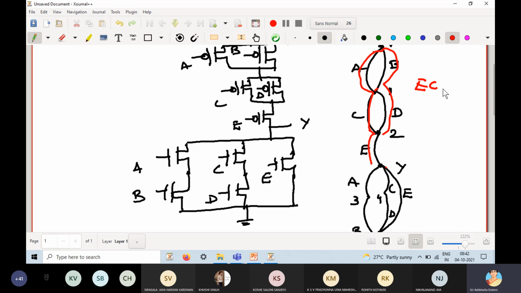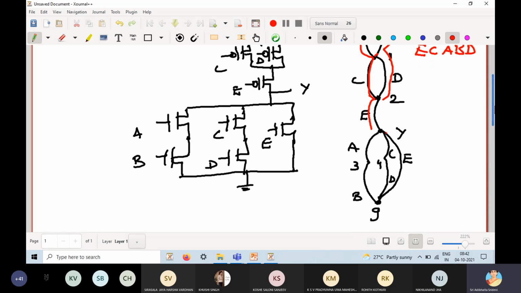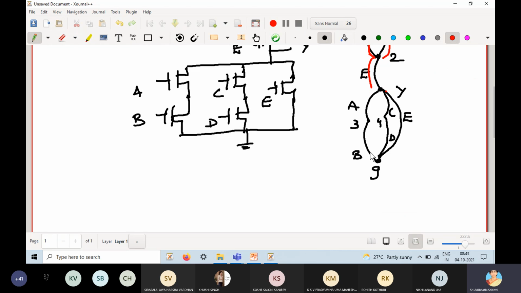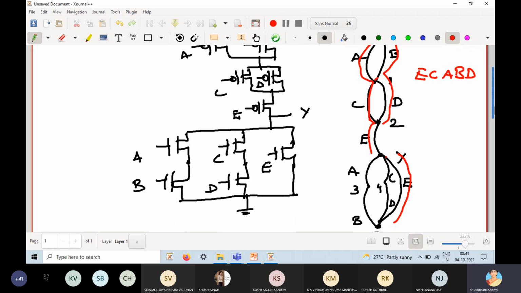E, C, A, B, D is my PMOS path. Let us see whether that path is available for me in NMOS or not. So let us see. This is E. For example, if I'm going for E, C, D, B, A, what is the path I got? E, C, A, B, D. That's the path I got.